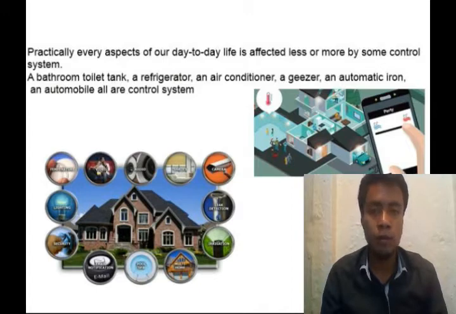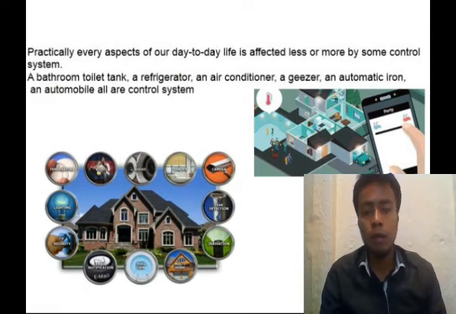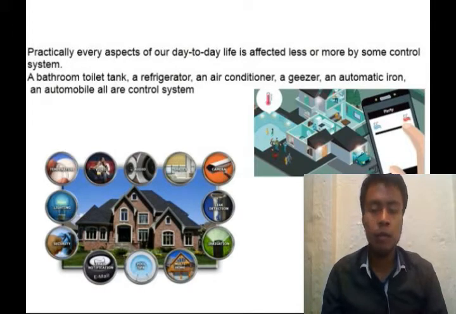With examples in the house, we can see the control of the bathroom toilet, refrigerator, air conditioner, a geyser, and automatic iron. As time has passed, technology has advanced, thanks to the help of humans.